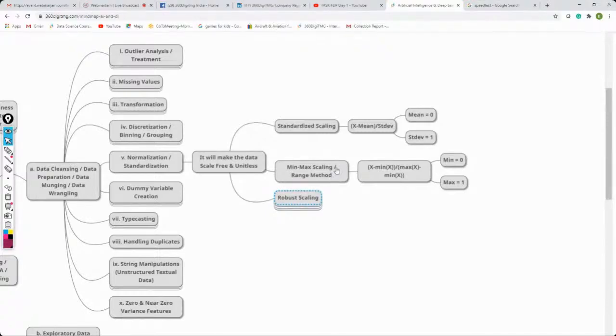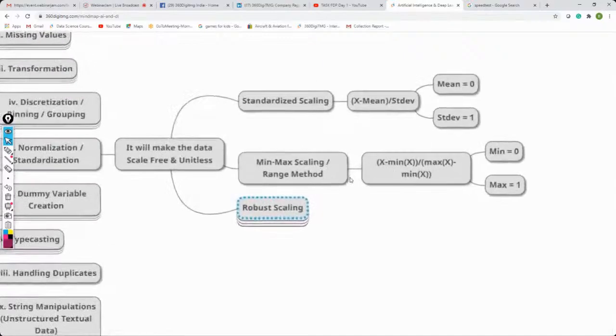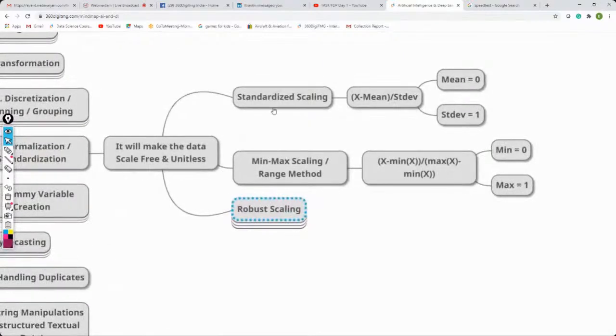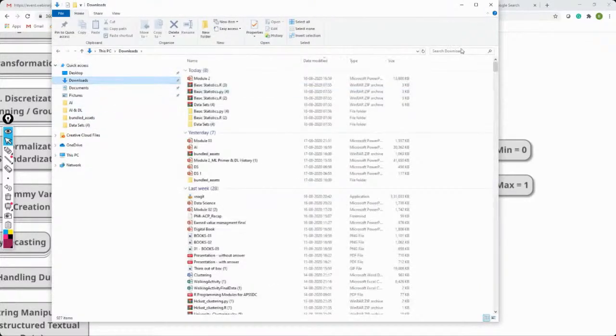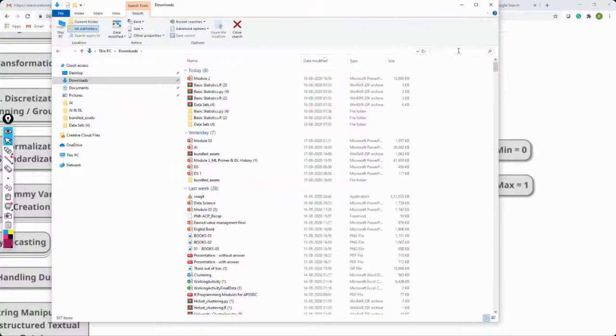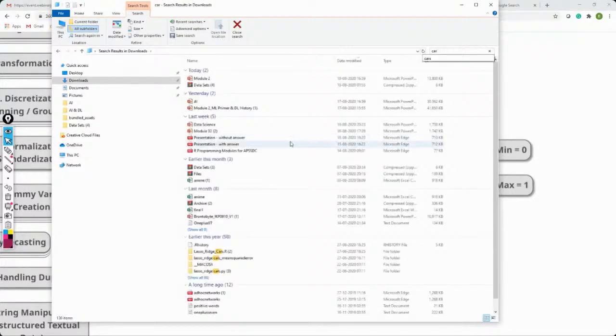Okay, so let's move on and understand better. Out of these three techniques, these two are what we are going to discuss. To understand that, I need to get into a data set which is called the car data set.